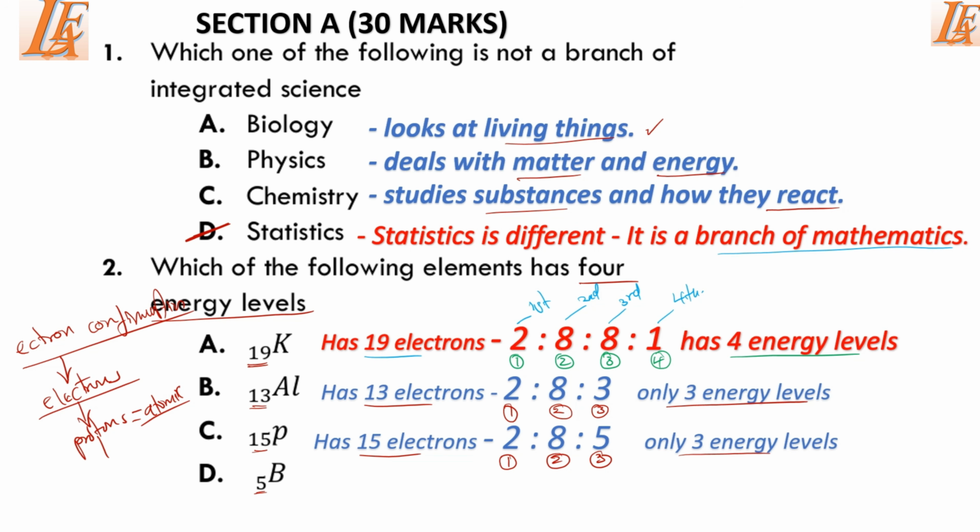And then for D, which is boron, it is atomic number 5. Therefore, it has only 5 electrons, and only 2 electrons take the first energy level, and the remaining 3 electrons take the second energy level. Therefore, boron has only 2 occupied energy levels. So the correct answer here, an element with 4 occupied energy levels, is potassium, which is atomic number 19, and in this case it's A.